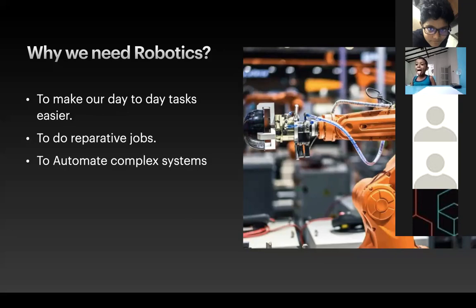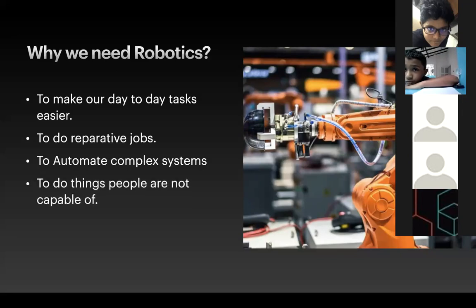So, to automate complex systems. Sweeping the floor might not be very complex, but later on we'll get to know what the complex systems are, right? So to automate these complex systems we can use robots, and to do things people are not capable of, right? To do things people are not capable of.